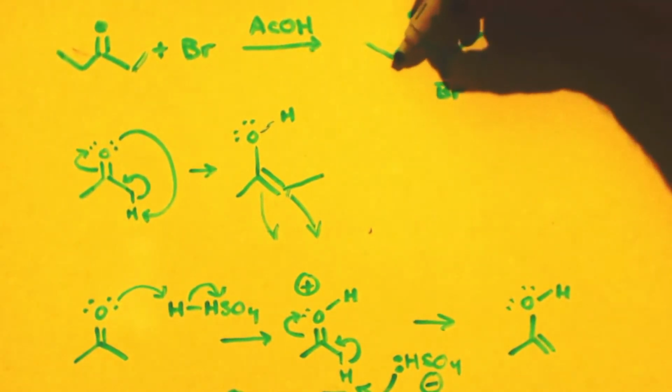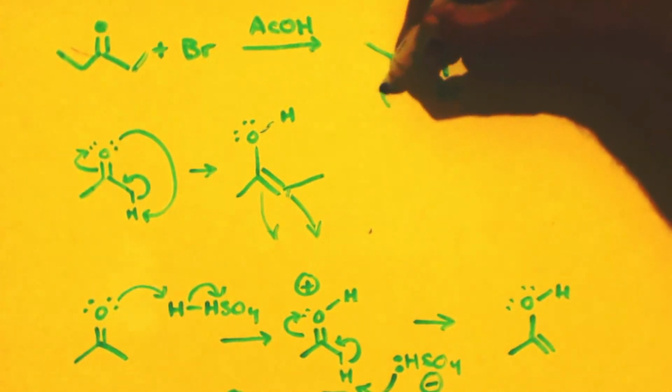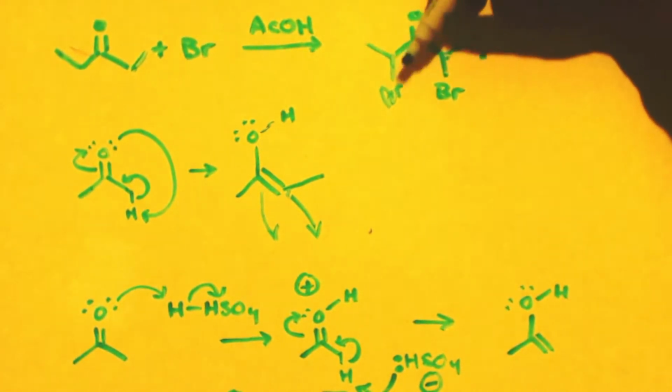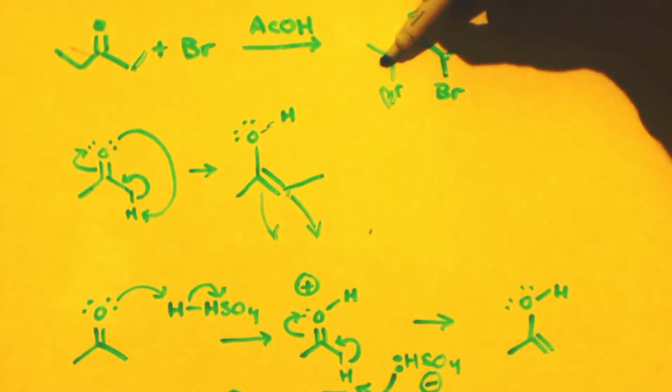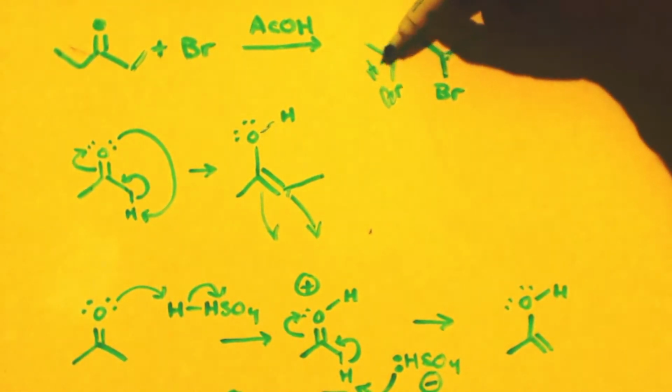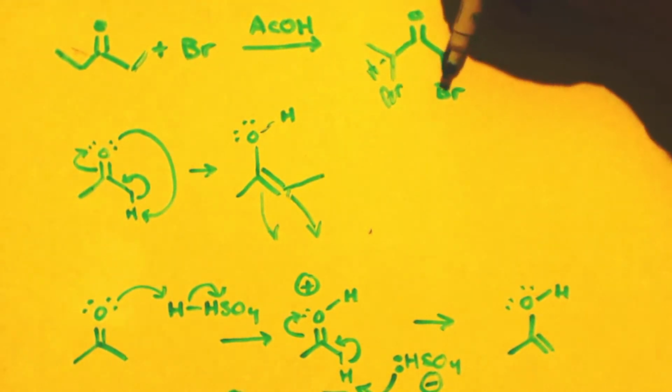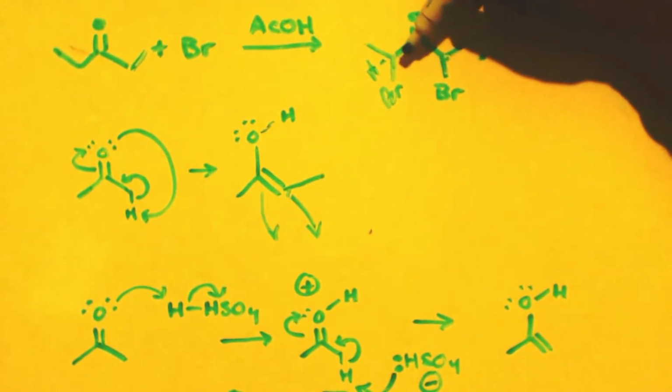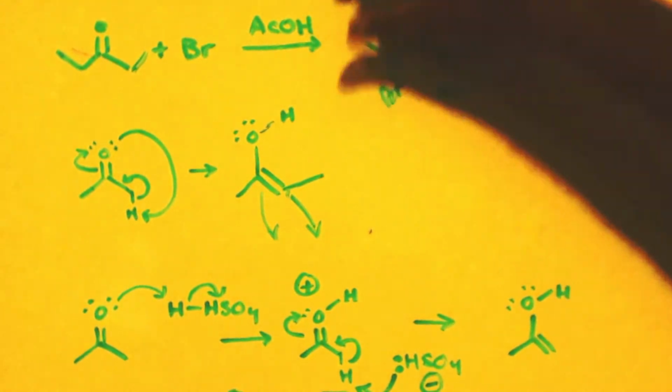Now, I'm not saying it can't attach another bromine over here, but if it does, that's all it will attach. Even though there's another hydrogen left, right? There's another hydrogen right here. It won't pluck that off and add another bromine. It will only add one.